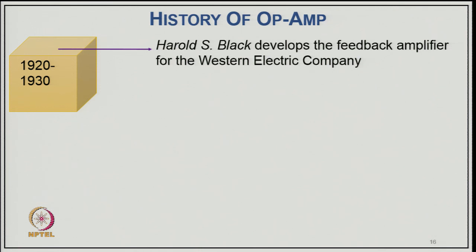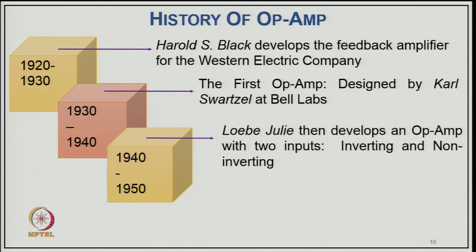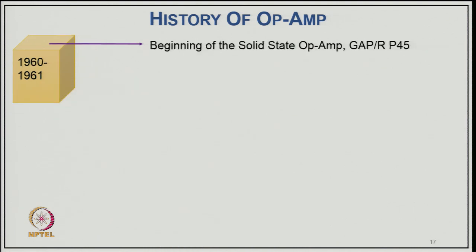Now coming to the history of the operational amplifier, Harold S. Black developed the feedback amplifier for the Western Electric Company in 1920-30. In 1930-40 the first operational amplifier was designed by Carl Schwarzschild at Bell Labs, and in 1940-50 Loebe Julie developed an operational amplifier with two inputs, inverting and non-inverting. And of course, in 1950 to 60, there was the advent of solid state or semiconductor electronics, the bipolar junction transistor, for realizing the operational amplifier.